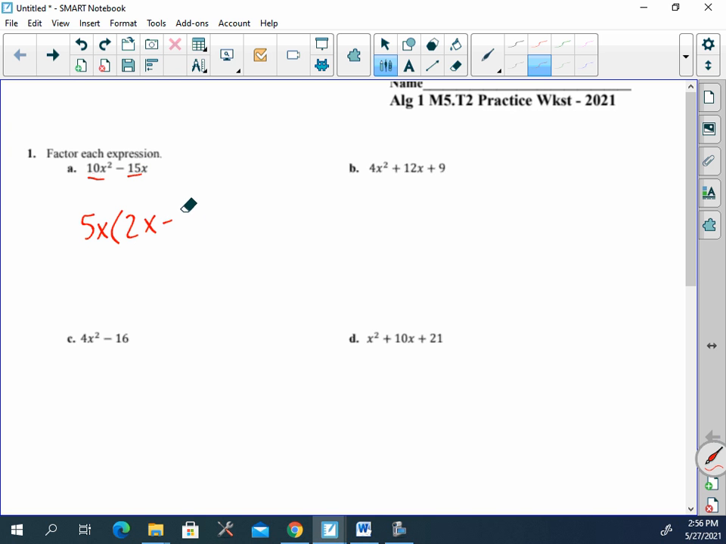3. Good. And then every once in a while you can still factor this, but do you see how this is linear? It's just like x to the first power. Once it's linear, you're done, okay? So we don't have to do any more factoring, and we're good there.